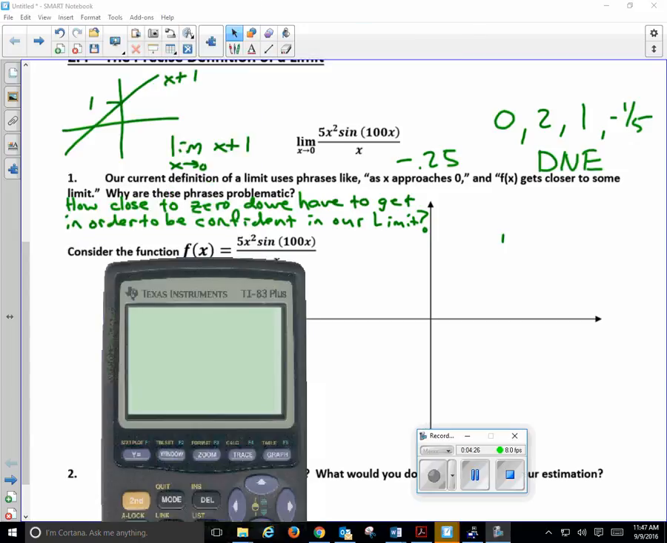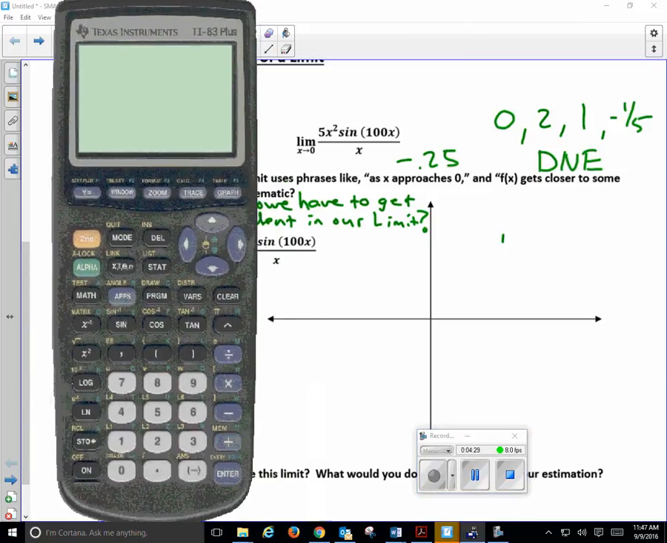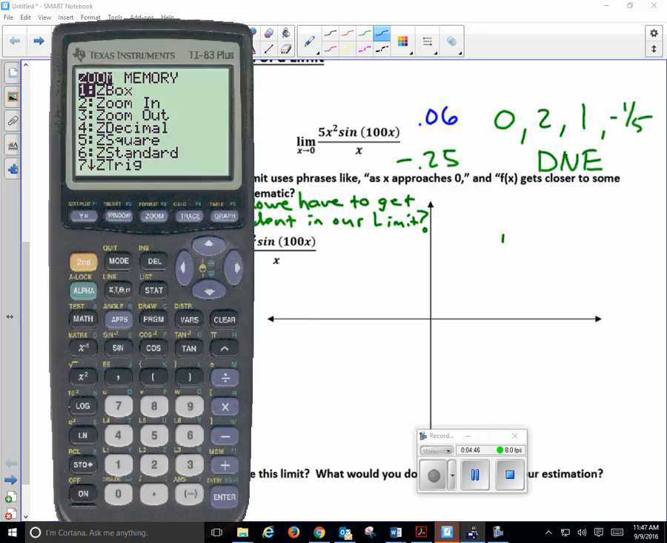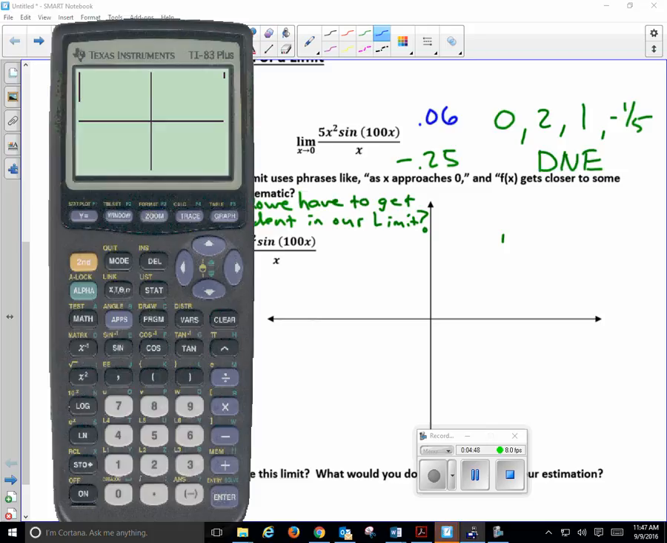Here we have this limit. And you guys have said that you felt that the limit was more around negative 0.25. What does it look like it might be now? Maybe 0.06? So are you really confident in that? So let's zoom in again. And now what would you say is the limit?